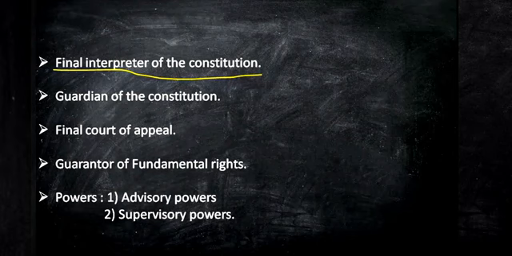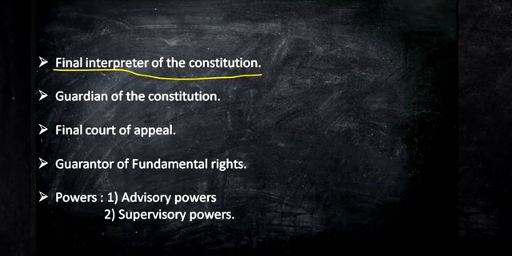If we take the recent example, whether the right to privacy is an integral part of the fundamental rights or not, that was the basic question, and it was a question regarding the Constitution. So who interpreted that particular question? It was interpreted by the Supreme Court. In this case, the Supreme Court said that the right to privacy is an integral part of fundamental rights. That means the right to privacy is also a fundamental right.